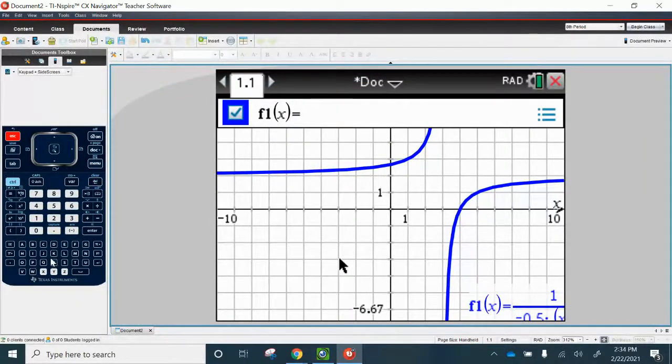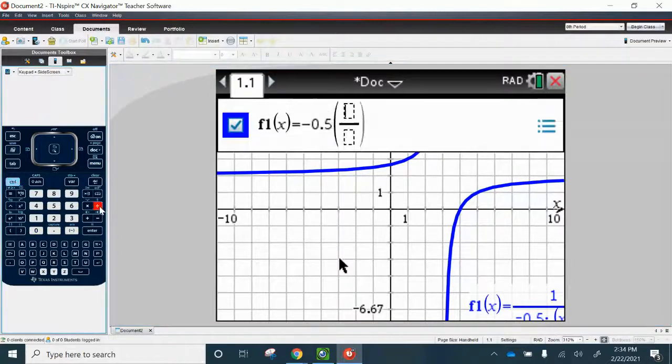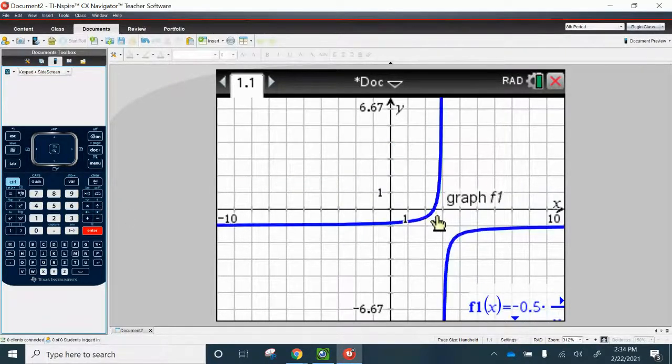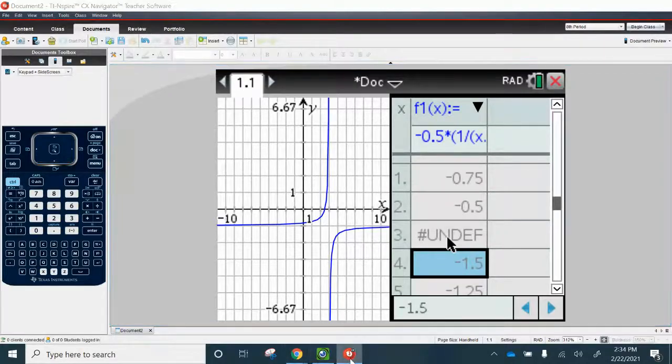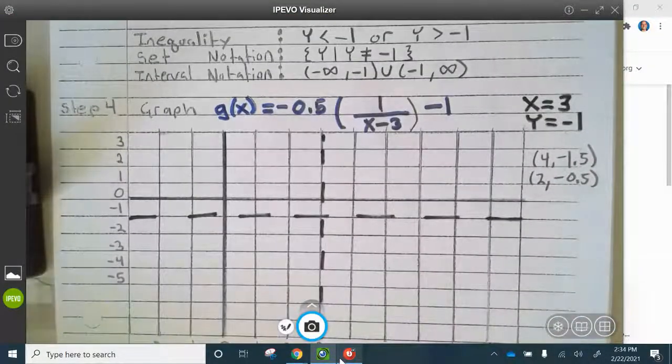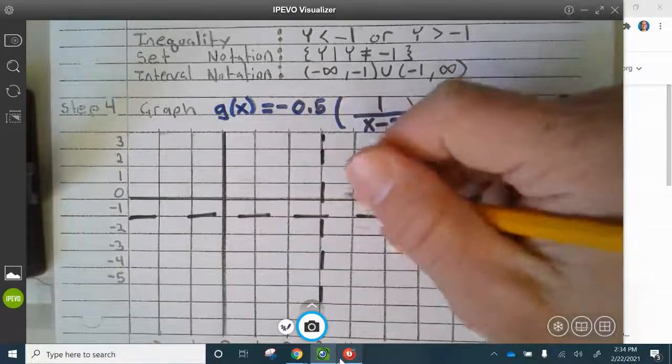So (4, -1.5) and (2, -0.5). Okay? So (4, -1.5) is here, which tells us the curve lies between here. And then (2, -0.5) is right here, which tells us the curve lies between here. Okay, go and finish the graph for question number 11.